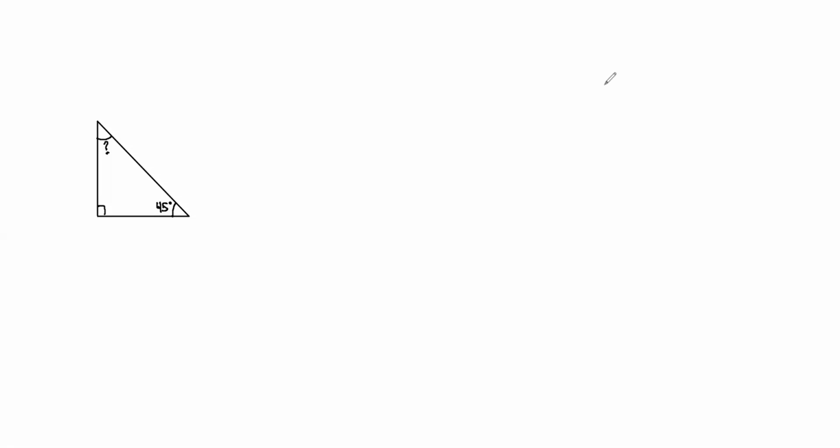Good morning, math scholars. Today we're going to look at some quadrilaterals, but I want to do a quick review of some of our work from the previous lesson.